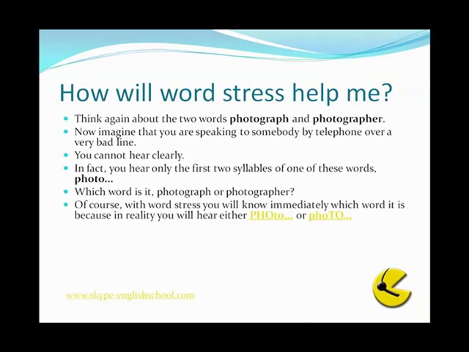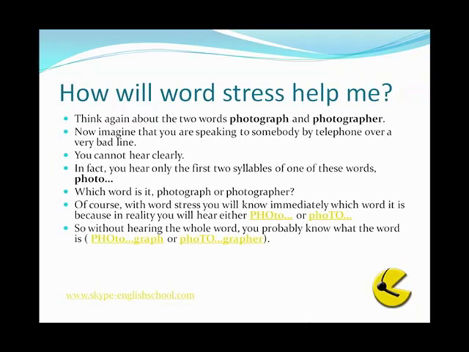Of course, with word stress, you will know immediately which word it is, because in reality, you will either hear photograph or photographer. So without hearing the whole word, you probably know what the word is, photograph or photographer. It's magic. Of course, you also have the context of your conversation to help you.